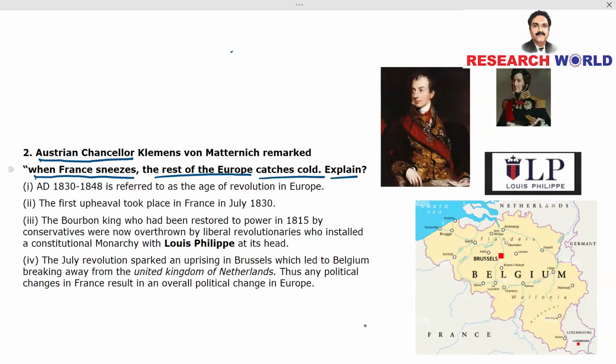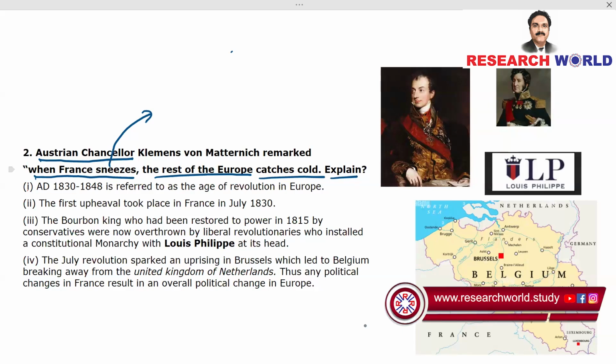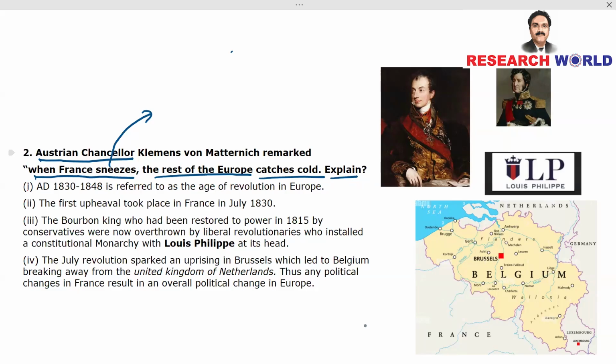That means any political changes that are happening in France will have a tremendous impact all over the European nations or countries or territories at that point of time. So when there is any political change in France, it can influence other parts of Europe. That's what it means when France sneezes, the rest of Europe catches cold. This implies the significance of France and the political environment in France. Hope it's clear to you now.